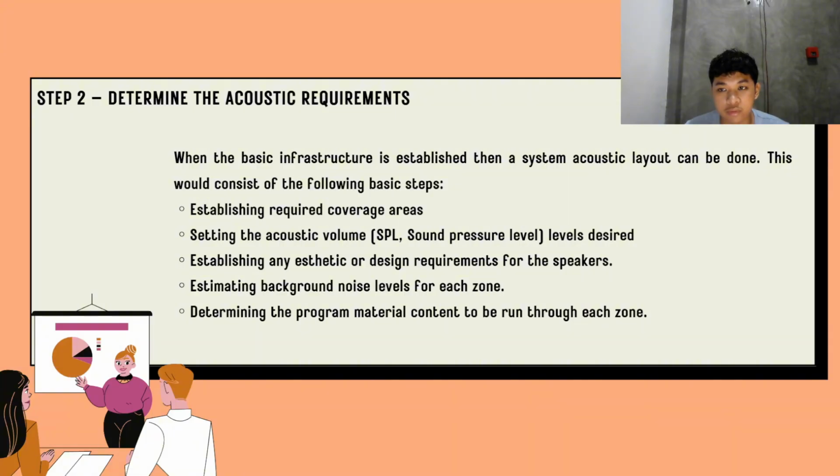So step two, determine the acoustic requirements. When the basic infrastructure is established, the system's acoustic layout can be done. This consists of the following basic steps. First, establishing the required coverage areas. Second, setting the acoustic volume, or SPL, sound pressure level, to the levels desired. Third, establishing any aesthetic or design requirements for the speakers. Fourth, estimating background noise levels for each zone. And fifth, determining the program material content to be run through each zone.